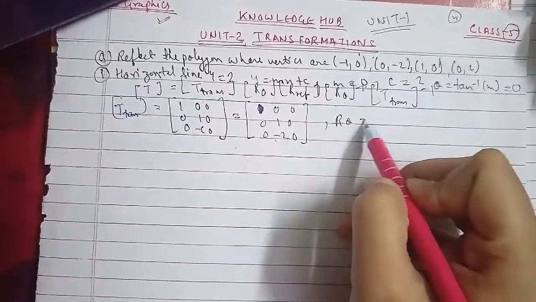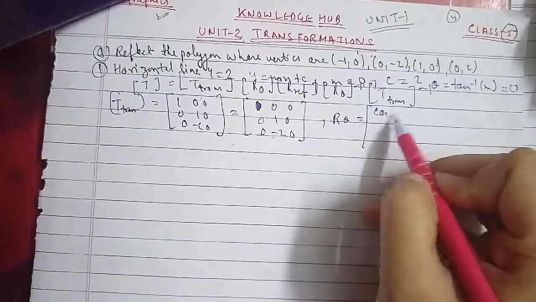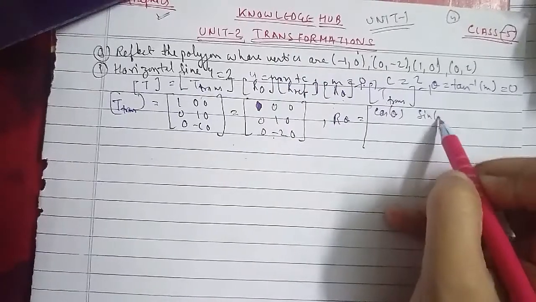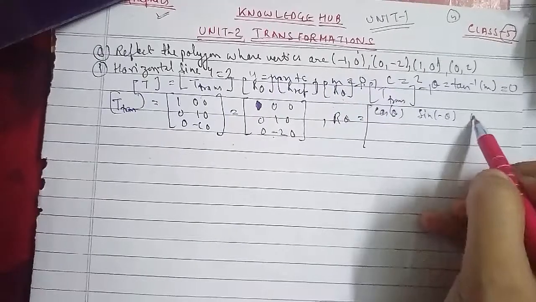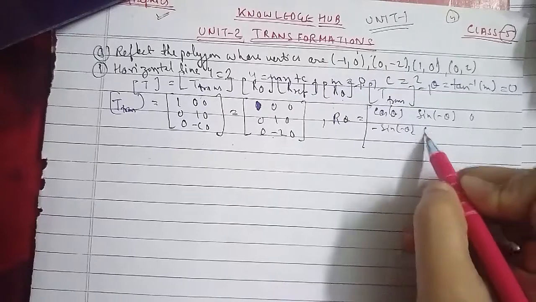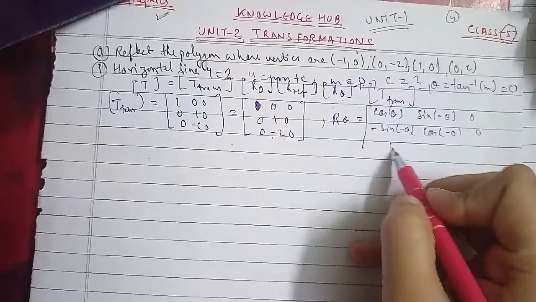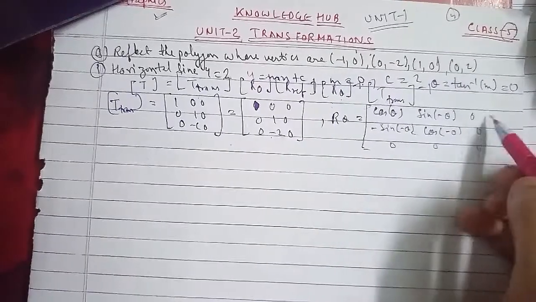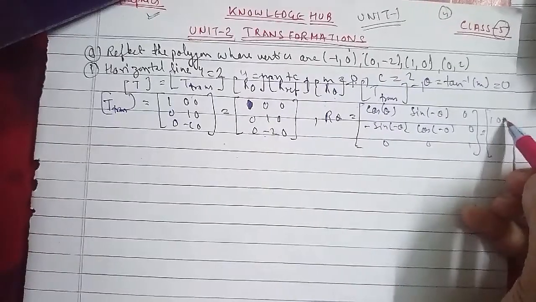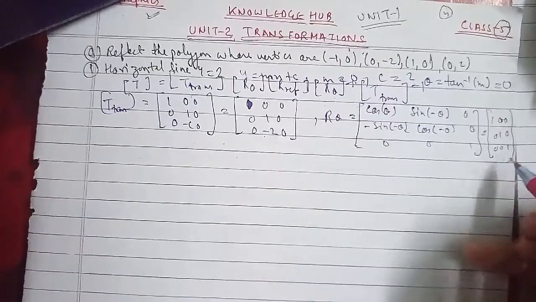But for the R theta, we'll find it out. The R theta here is cos theta, sine minus theta, 0, minus sine minus theta, cos minus theta, then we have 0, this is 0 0 1. So the matrix we have is 1 0 0, 0 1 0 and 0 0 1. So this is the matrix we found.